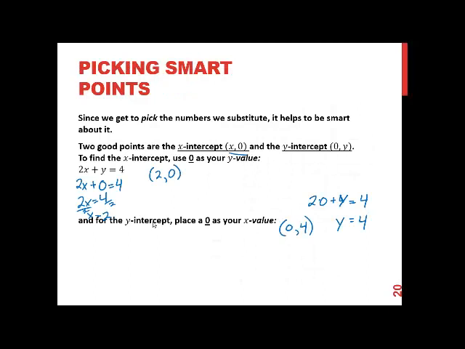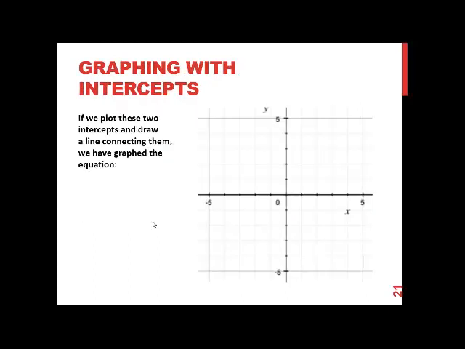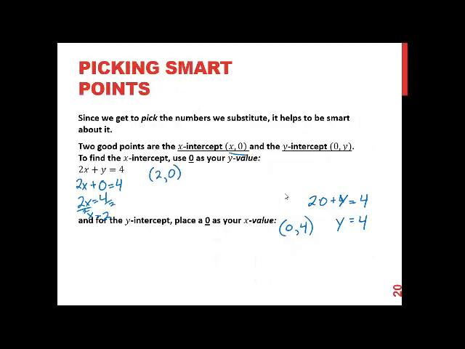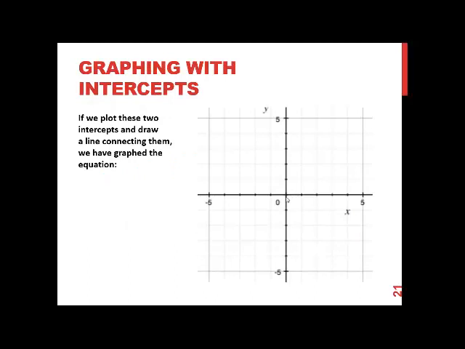Intercepts give us some handy numbers to graph with, as long as the line doesn't go through the origin. So let's see, what were our two points? We had 2, 0, and we had 0, 4, and when we connect the dots we have a line. That's the easiest way to graph a linear equation in two variables, is to find the intercepts, plot them, and connect the line.